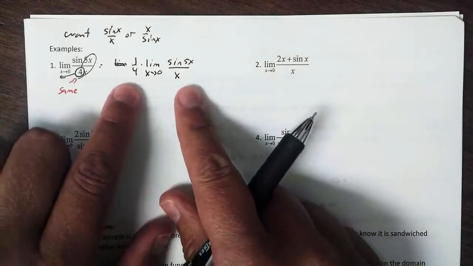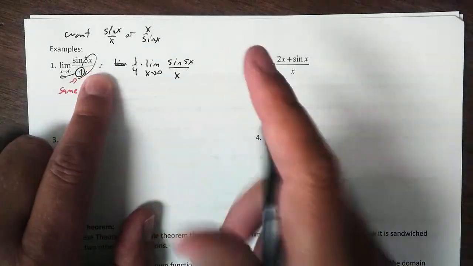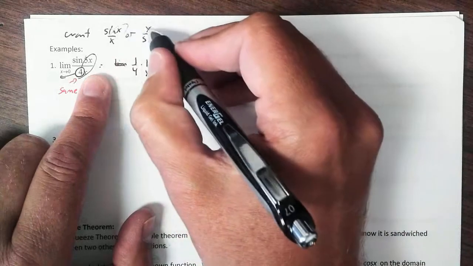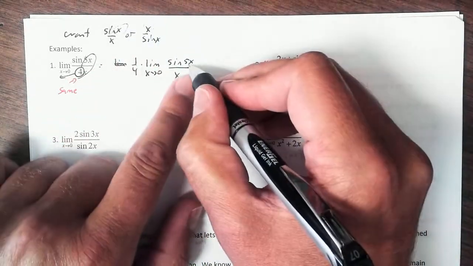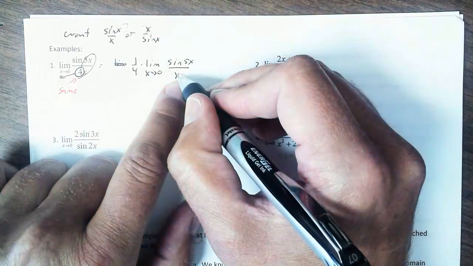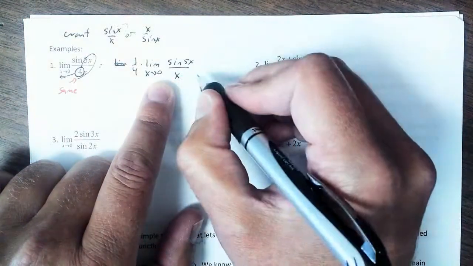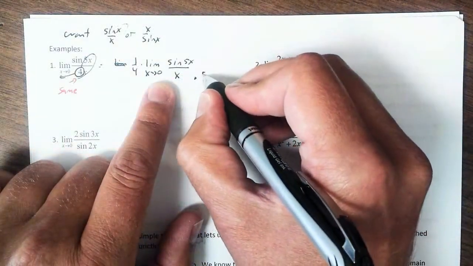Now, you might be like, but Mr. Warnow, these aren't the same. See, the rule here is, these have to be the same. The x values have to be the same. And right now, this is a 5x, so I need this bottom now to be a 5. Well, how can I do that? Well, I can just multiply top and bottom by 5.